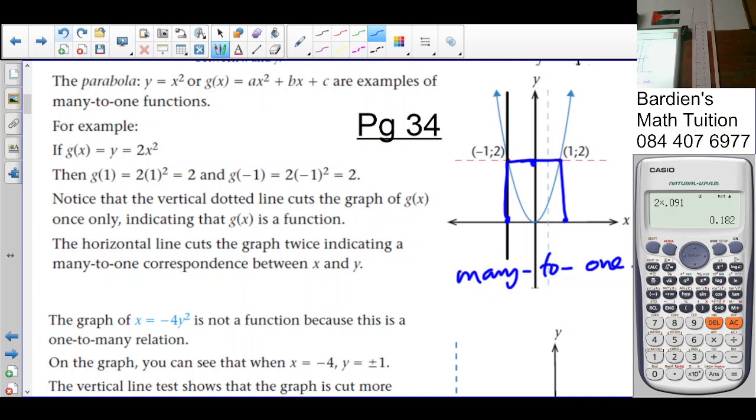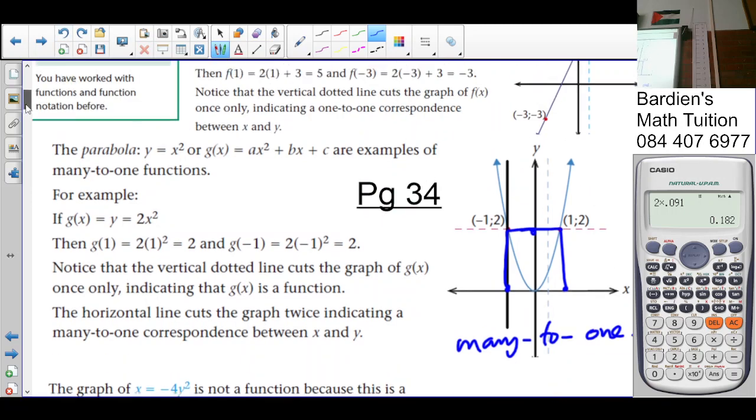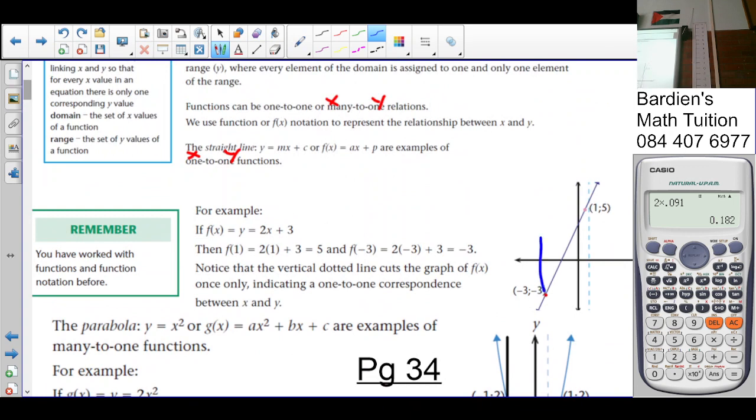Yes, Michael? Can you please do one-to-one again? One to one. For every one x, there's one y. Can you see that? One x, one y. We go over that point, one x, one y. For that point, one x, one y. For this point, one x, one y. So for every one x there is one y, so it's a one to one. Can you see that?